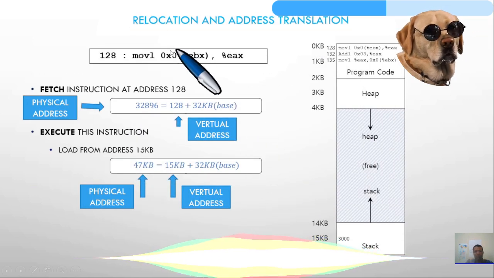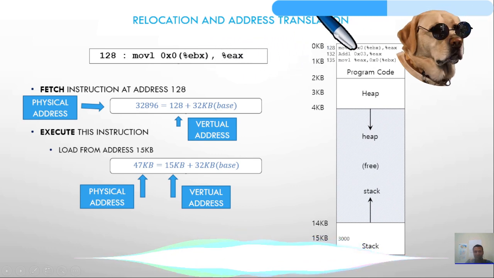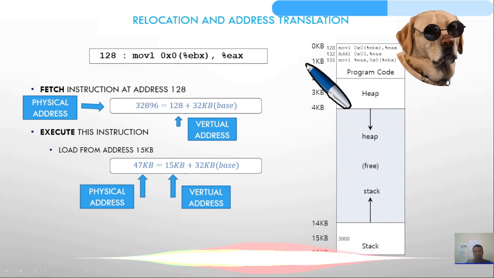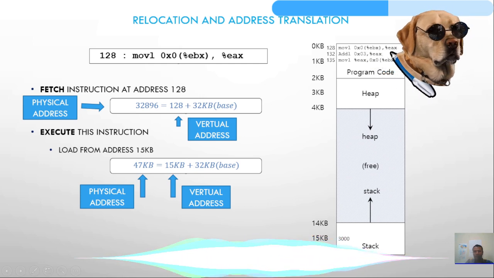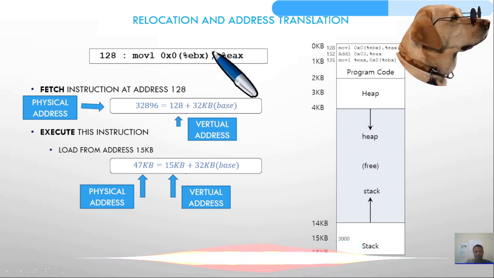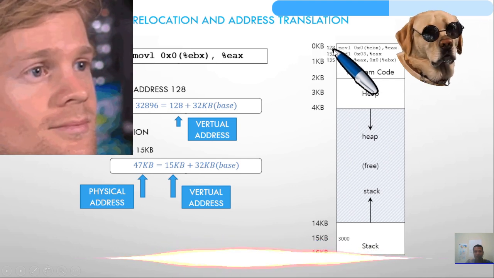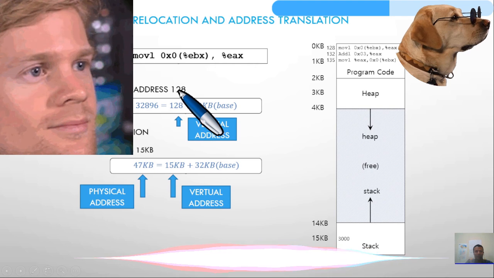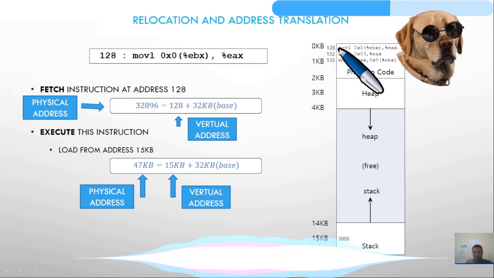So, relocation and address translation. As you can see here, for example, in our example, 128, move EBX to AX. This is code at stack pointer 128. So fetch the instruction at address 128. Okay, 128. What does this mean?